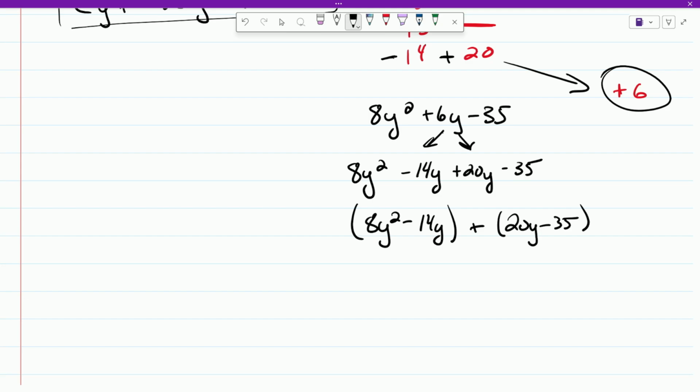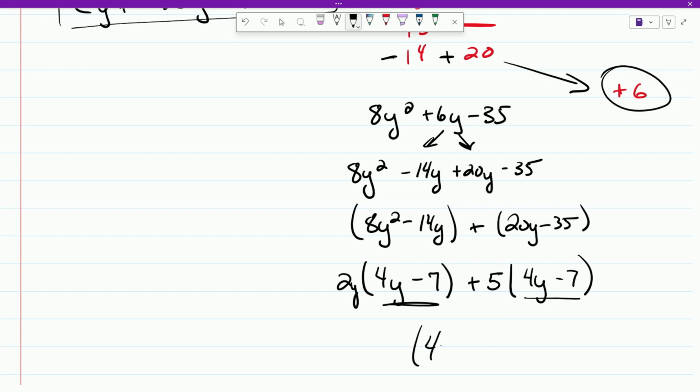For the first grouping, it looks like my GCF is going to be a 2. Oh, sorry. It's going to be a 2y. My bad. So that's going to give us 4y minus 7 plus, in the second grouping, it's going to be a 5. That's also going to give me 4y minus 7. Since the binomials now match, 4y minus 7 times the quantity 2y plus 5.